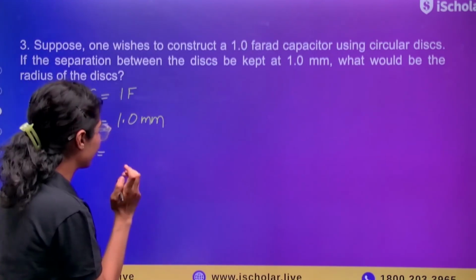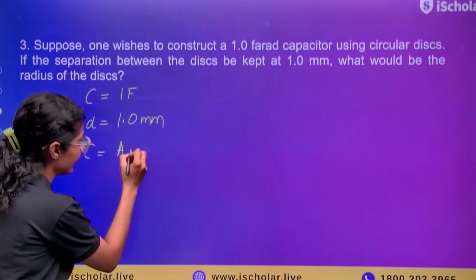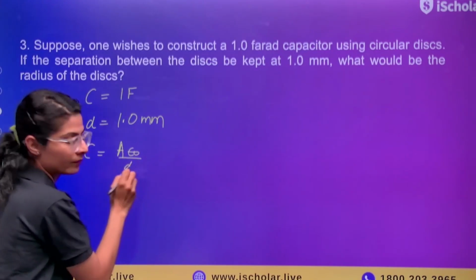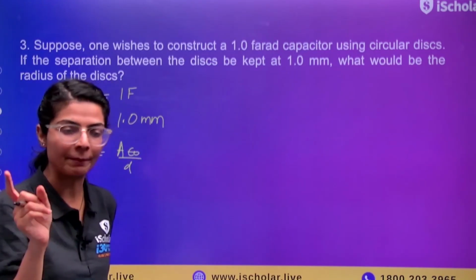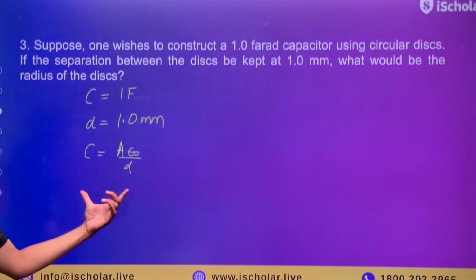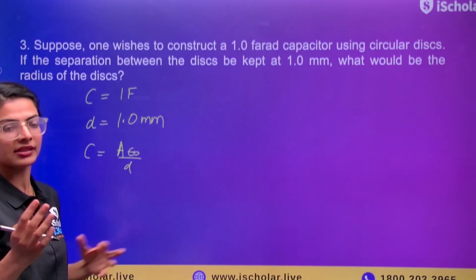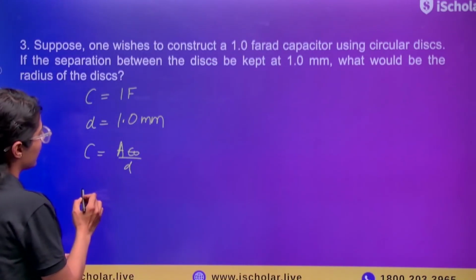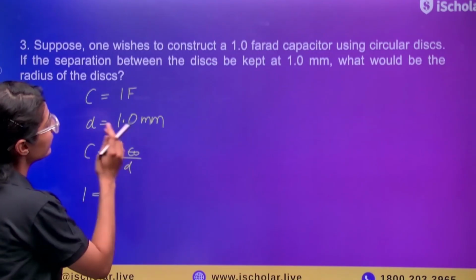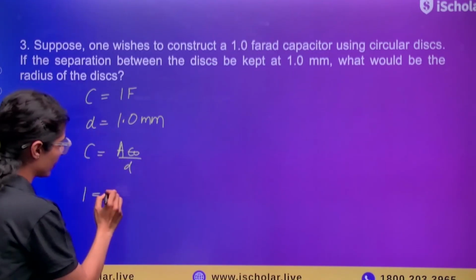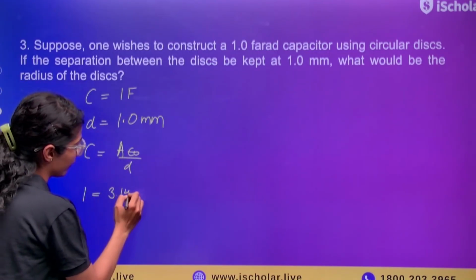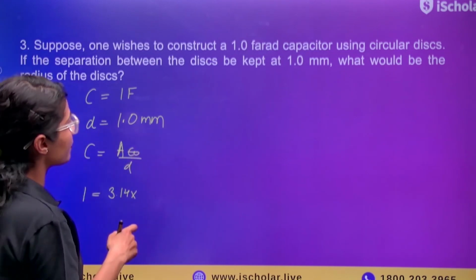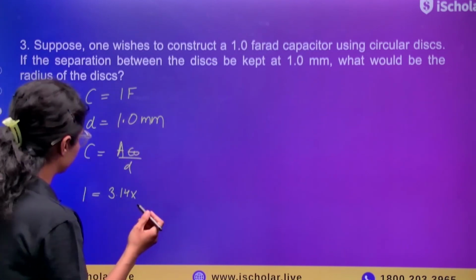If we have a capacitance, the formula is A epsilon naught by D. A is the area of the plate, epsilon naught is the constant, and D is the separation between them. So capacitance is 1 farad. Area will be written as pi r square, which is 3.14 into the radius, which we need to calculate.